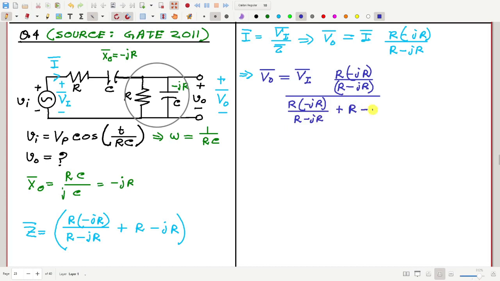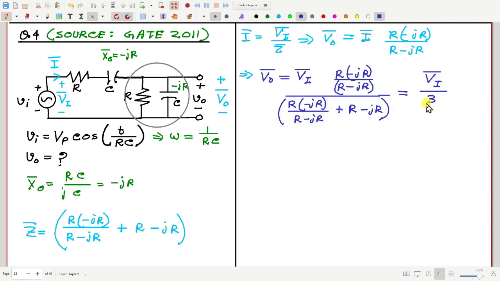Please simplify this and tell me what we get. The R will cancel from numerator and denominator. How much does this come out to be? Take a minute. VI by 3? Okay, you are right. If you simplify this complex number, you will get VI by 3.